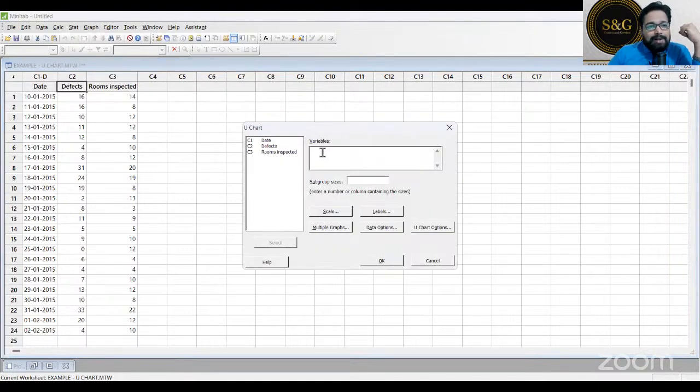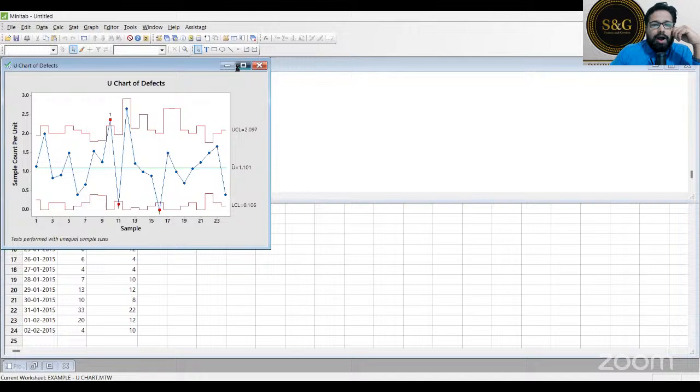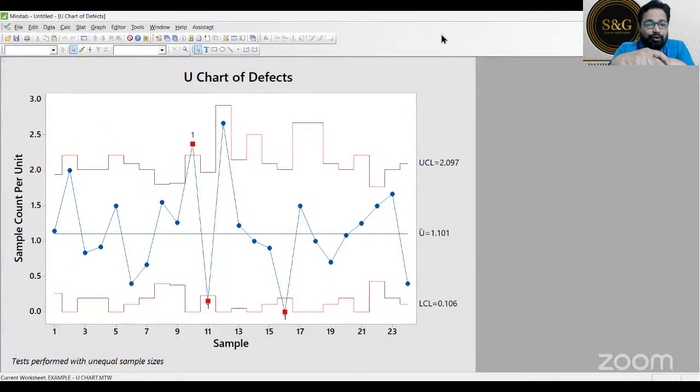In the variable, select defects. In the subgroup size, select rooms inspected. Subgroup meaning the samples, the sample size. Okay, sample size is varying. That's why it is subgroup size. So you have to select rooms inspected and defects in the variable column and say okay. Wow, this is something interesting, isn't it? This is something interesting.